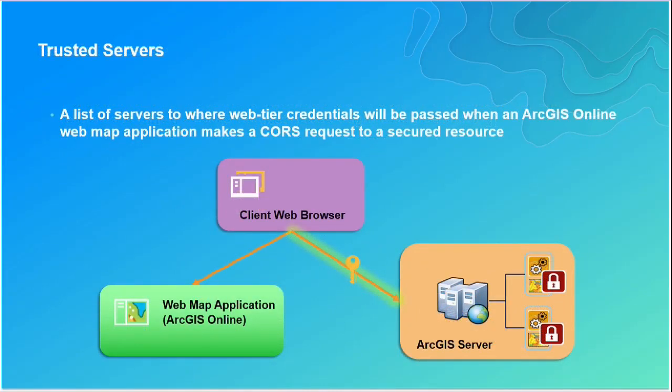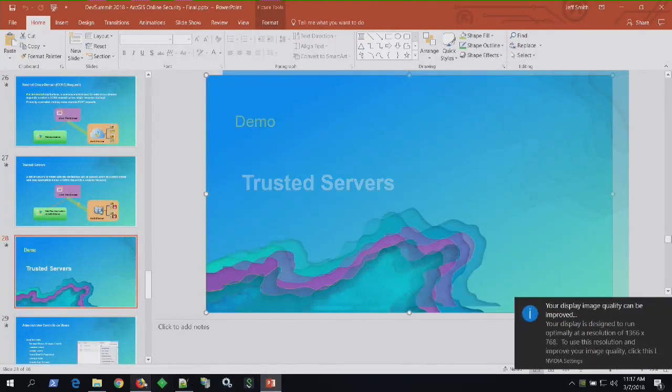Now, for trusted servers, it's very similar, but you're accessing your web application in ArcGIS Online, and you need to access a secured feature service on ArcGIS Server that's secured with web tier authentication. By default, we don't send the credentials with this request, and so for the trusted servers, you need to specify which servers you want to allow the credentials to be sent automatically to. So I've got a demo of that here.